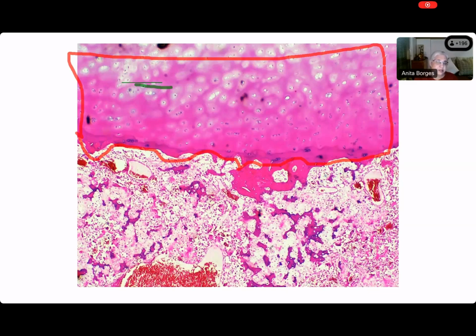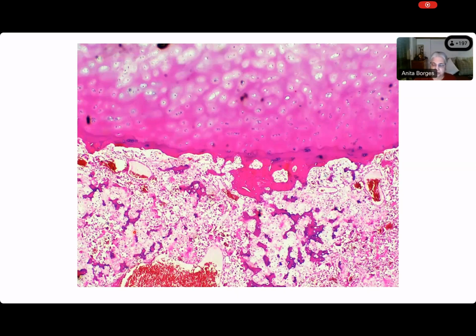What is it? Chondroid. What is this cartilaginous tissue? Chondroid. Chondroid matrix. Of course, it is chondroid matrix. That's why you called it cartilage. Okay. Yes, ma'am. Do you remember what the cartilage looked like in the previous thing?